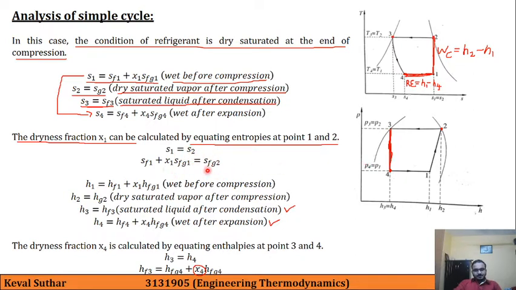And here there are two important features: during process 1 to 2, entropy is remaining constant, and during process 3 to 4, enthalpy is remaining constant. So we can utilize this feature in which S1 is equal to S2. So here we can obtain in this way, and H3 is equal to H4, so that we can get the dryness fraction as 0.4.